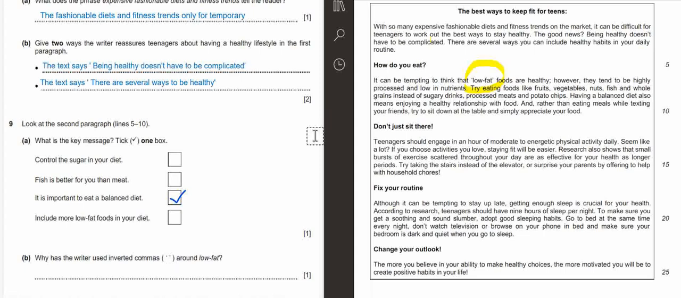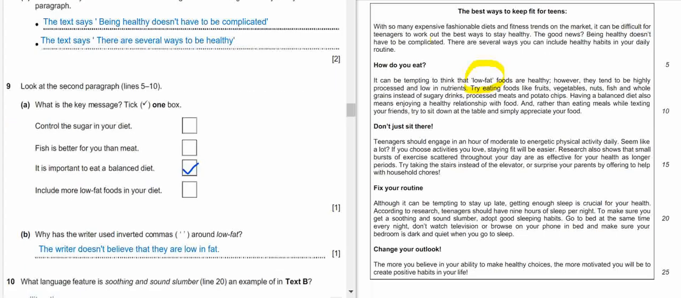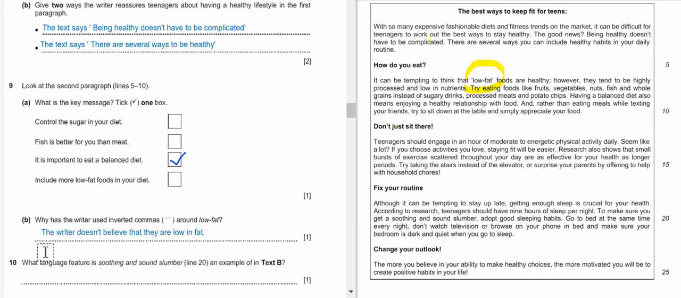You done with your answer? Let's review it. Here we go. So the writer doesn't believe that they are low in fat. That is the idea. This is an open answer question. As long as you hit the point, you will get it correct. Then you also can write that the aim is to show that these foods are not low fat, or not what they claim to be. Okay, let's move on. Now we are in question 10.